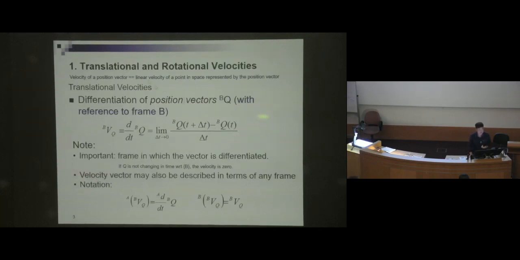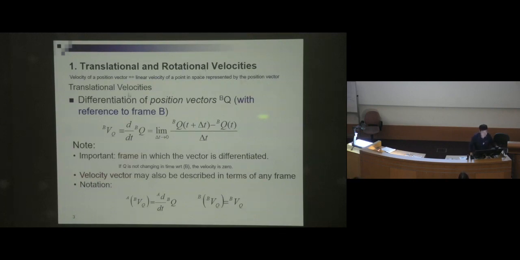When we talk about the velocity of a position vector, so we have a position vector, and the velocity of a position vector is essentially the linear velocity of a point in space represented by the position vector. So every time we say that we are dealing with the velocity of a position vector, we are essentially dealing with a point in space represented by the position vector.